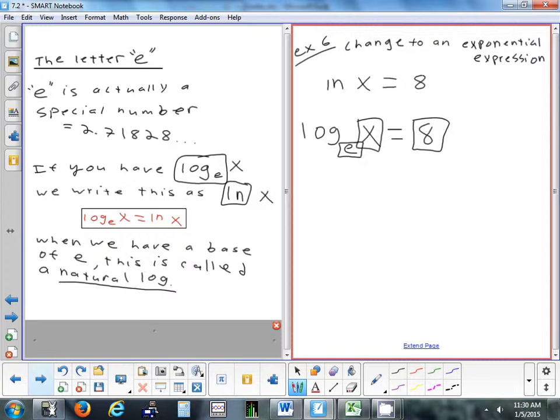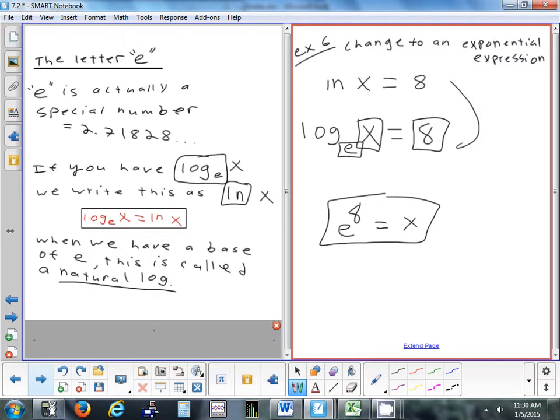So I just said a second ago, e, that's my base. Adam, what's my exponent here? 8. Yeah, 8. And what goes by itself on the other side? X. X.